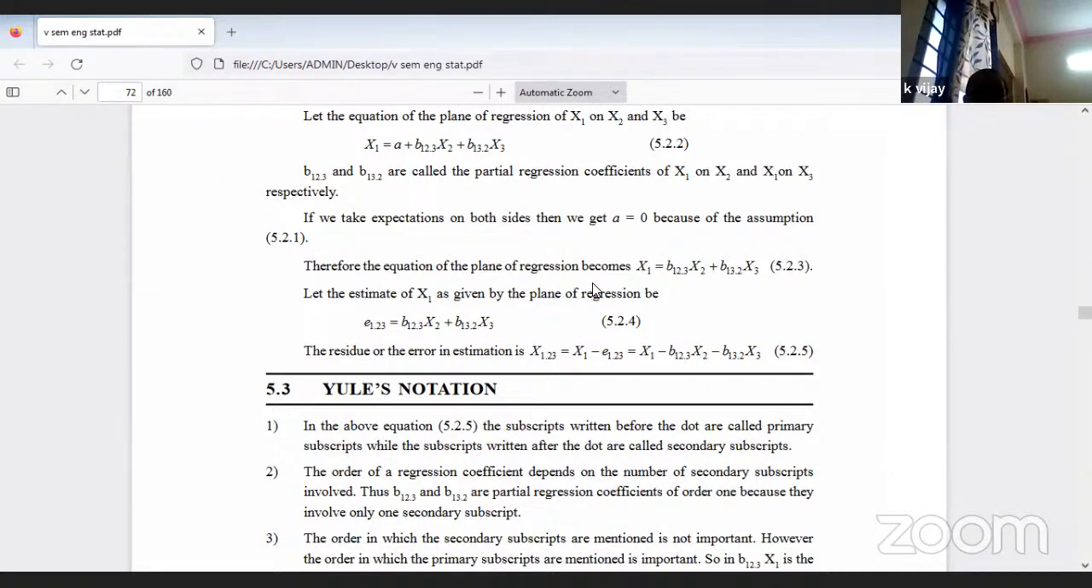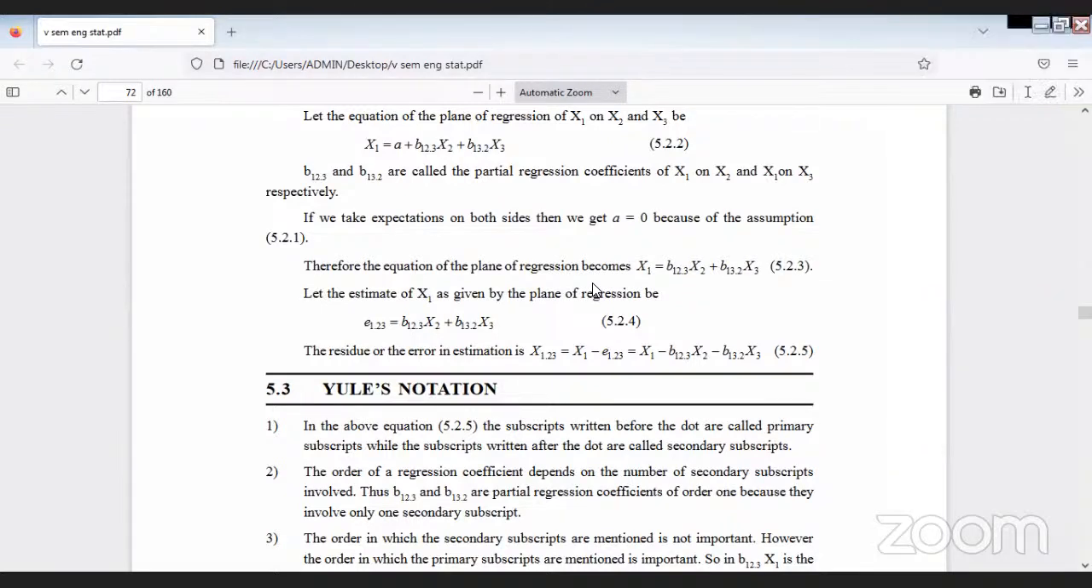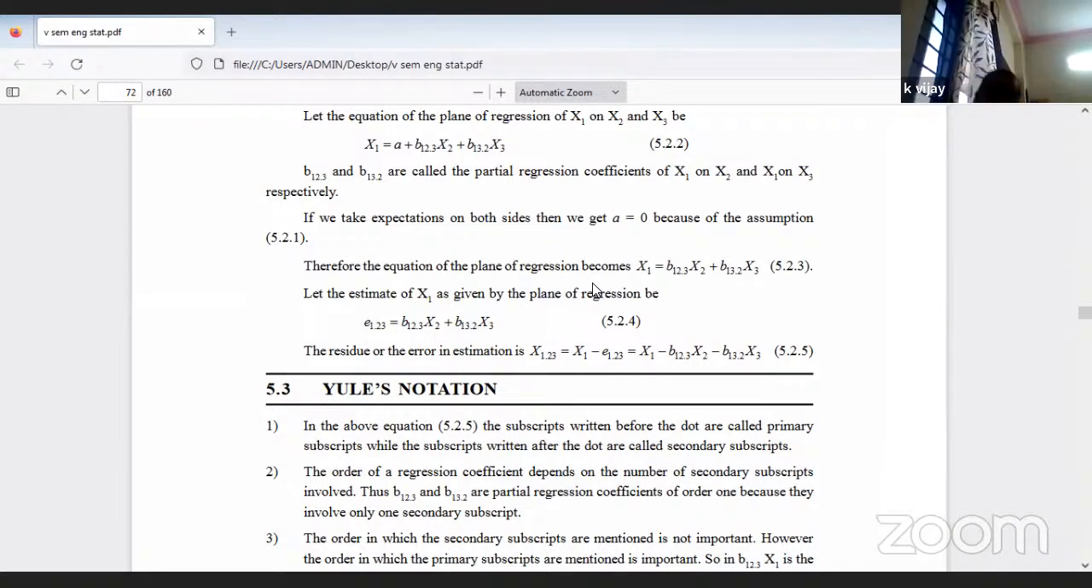So we can assume the basic condition that x1 is given by the plane of regression. So basically we can write E1.23, the basic condition, as b12.3 x2 plus b13.2 x3. The error of estimation is x1.23 in place of E. So you see here, in place of E we are writing x1.23.